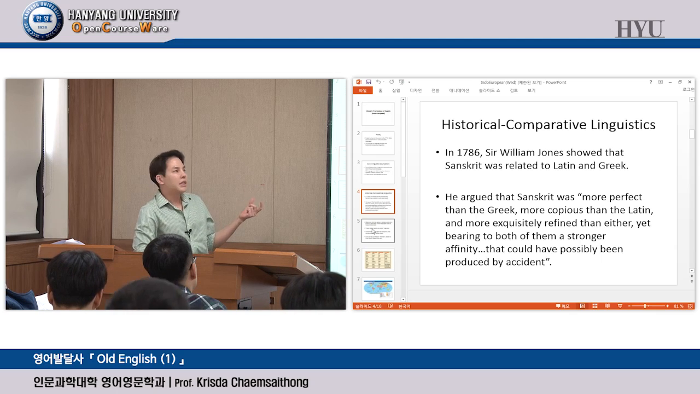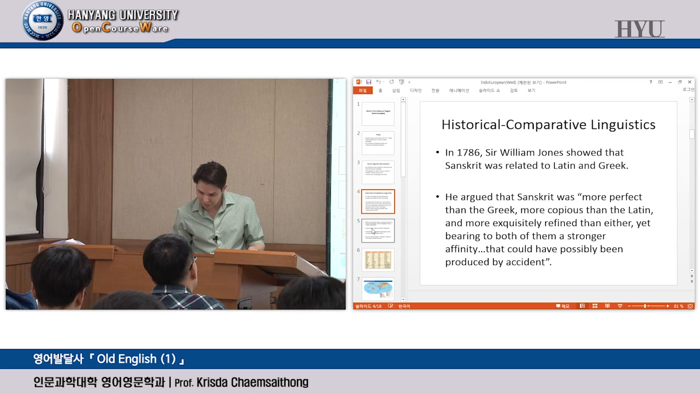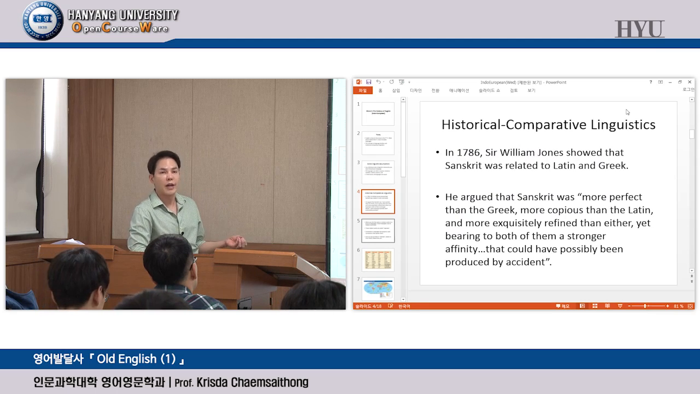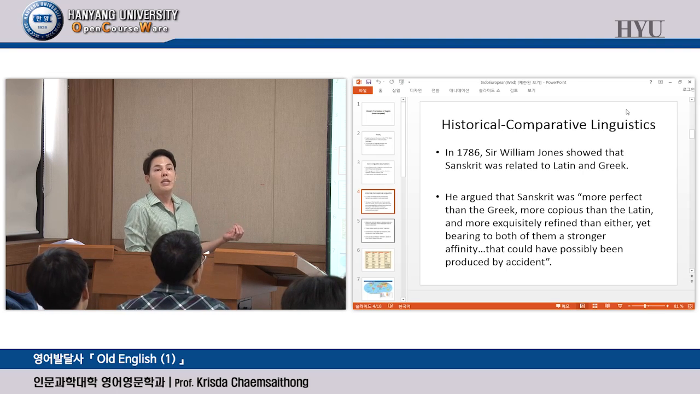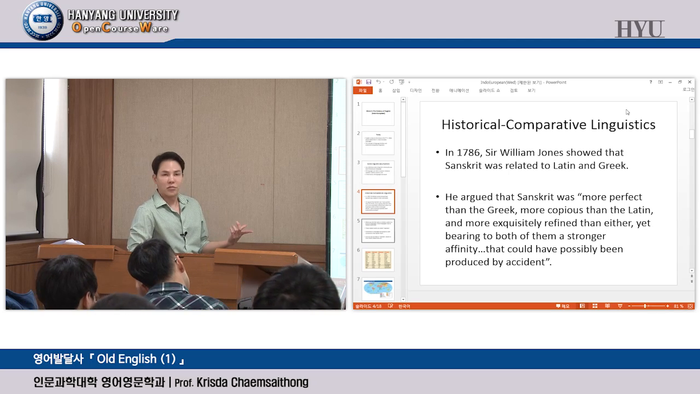In 1786, Sir William Jones, who was a British judge sent to carry out his responsibilities in India, was interested in language studies. He observed that Sanskrit is an ancient language of India, and he noticed that Sanskrit shows a lot of similarities with English, with Greek, and Latin.